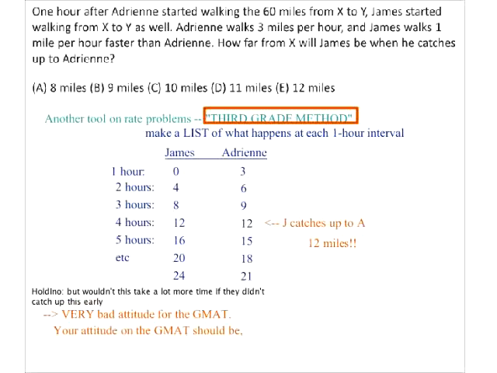So what this means is that your attitude on the GMAT should be, if anything even might work, then I should know how to do it. If you were working with some weird fractional distances in hundreds of miles, then it would take you a little while. But still, not really. Even if you had to make this list for 20 or 30 rows, that would still only take you about a minute.